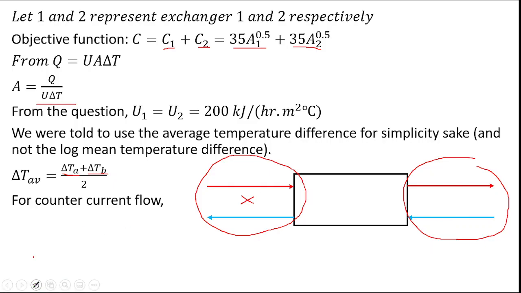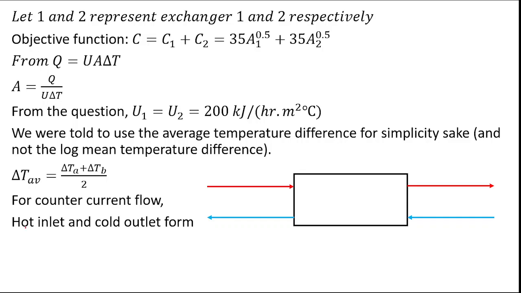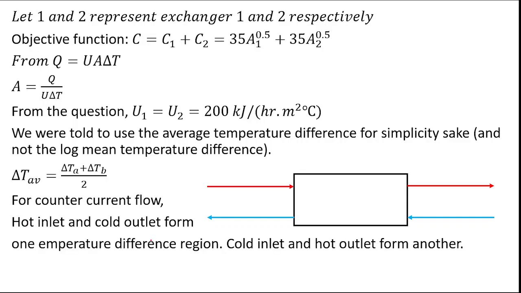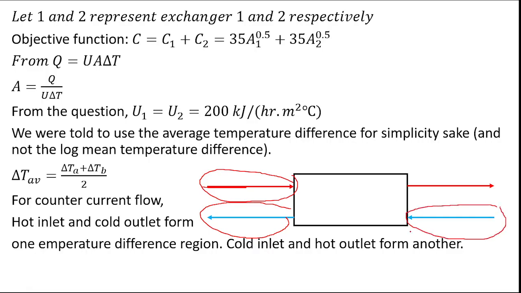So you're saying here that the hot inlets and cold outlets form one temperature difference region. This is a hot inlet, and this one down here is a cold outlet. So that's going to form one temperature difference region, and we can find the difference between them. And then the cold inlets and hot outlets also form another. This is the cold inlet, and then the hot outlet is above it. They're also going to form another temperature difference region.